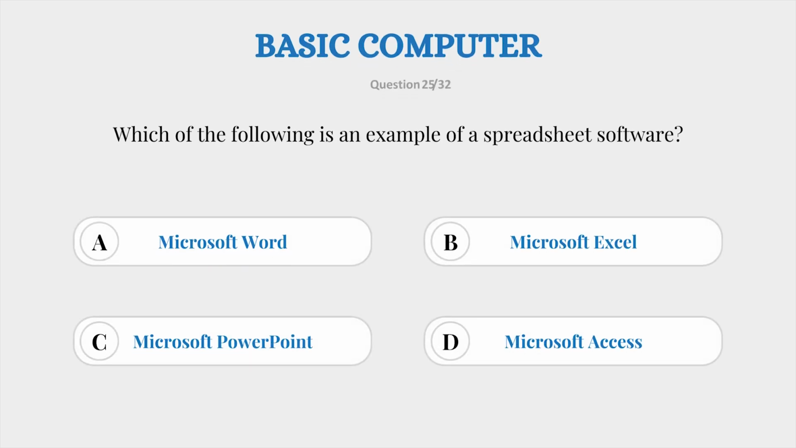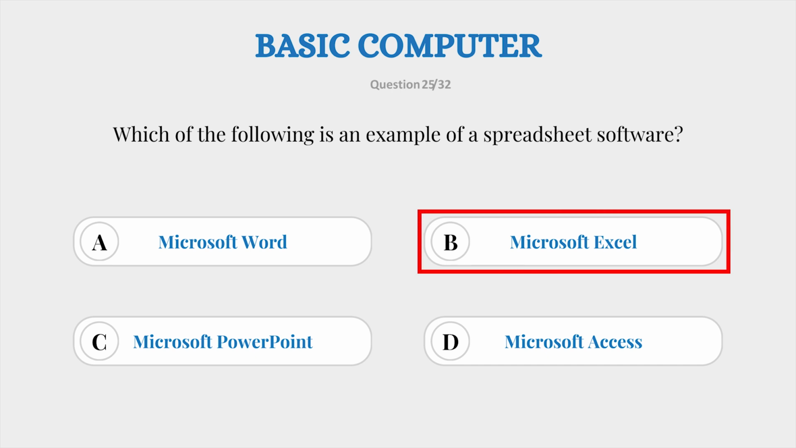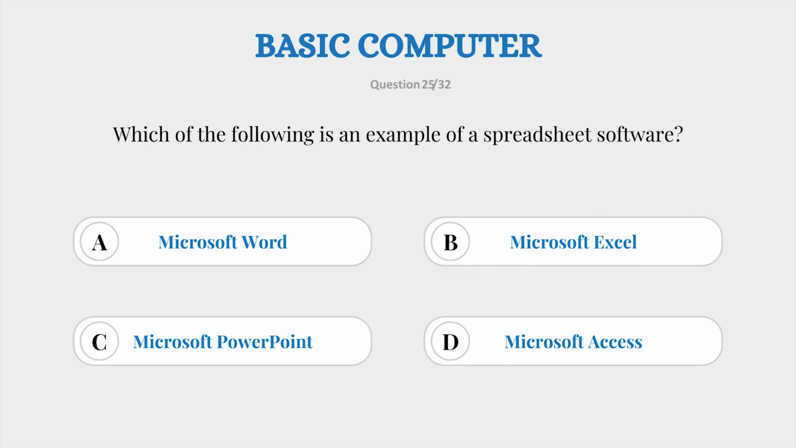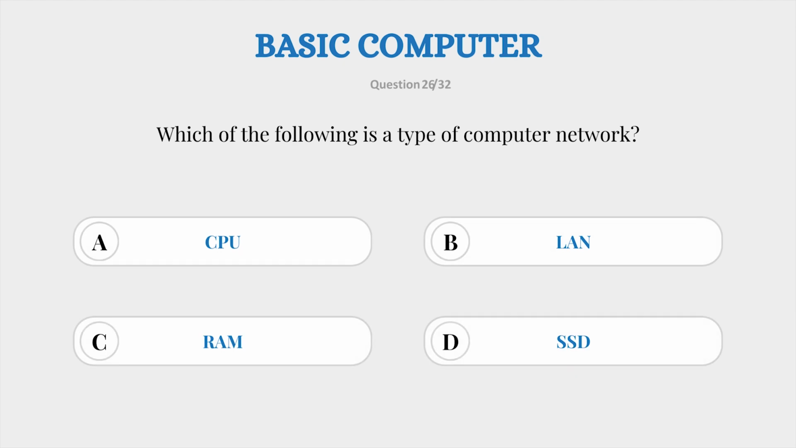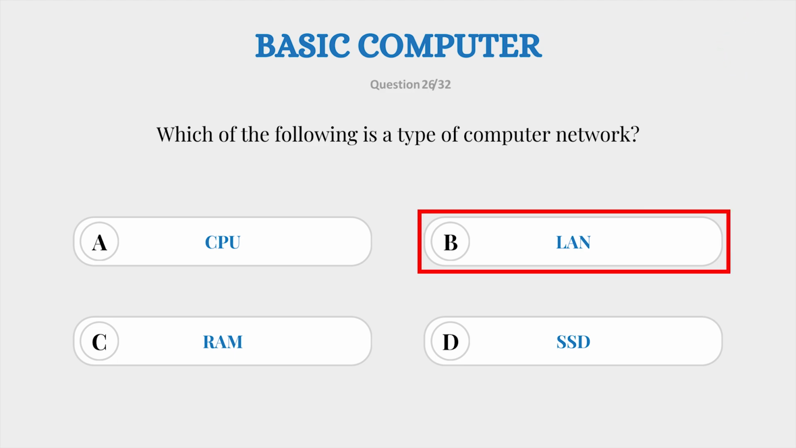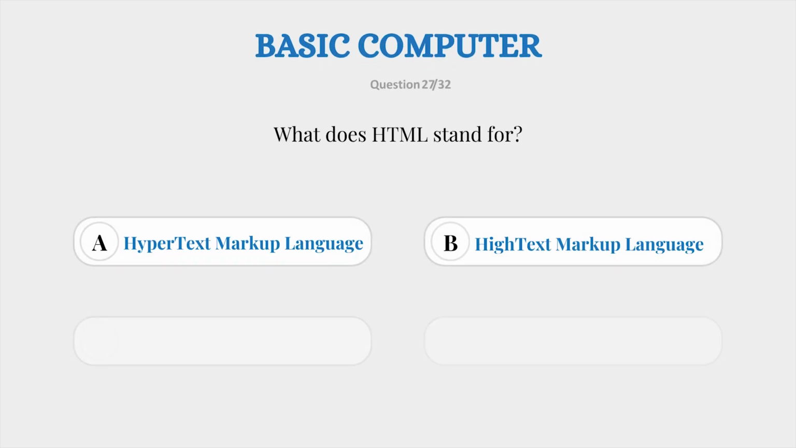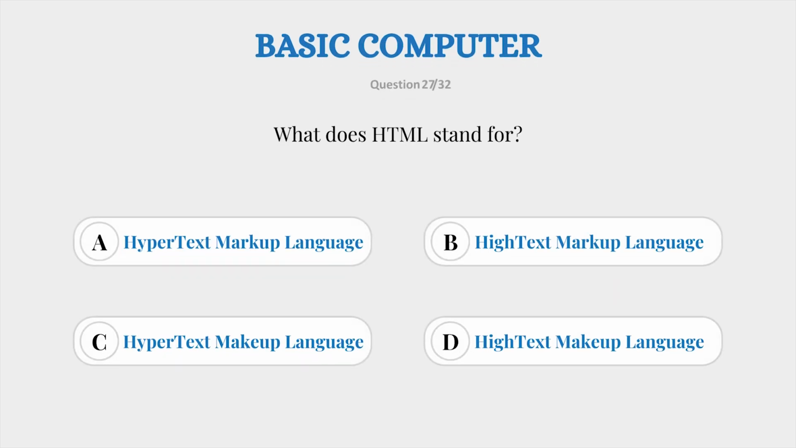Which of the following is an example of a spreadsheet software? The right answer is B. Microsoft Excel. Next question. Which of the following is a type of computer network? The right answer is B. LAN. Next question.